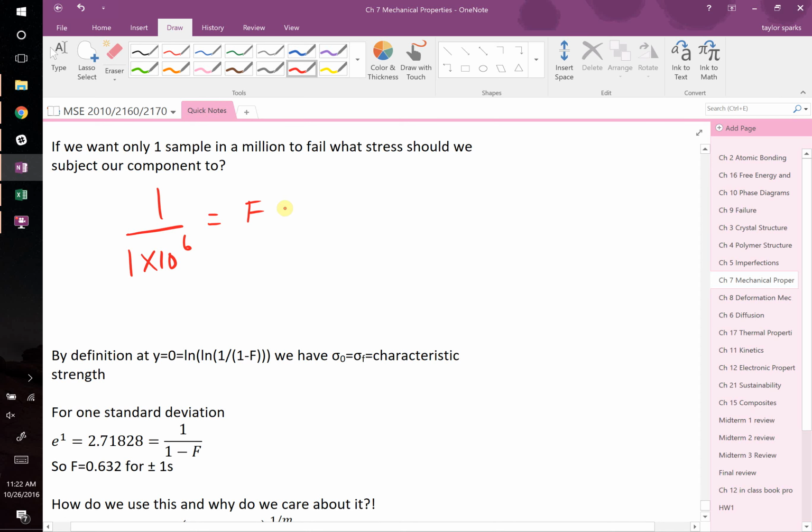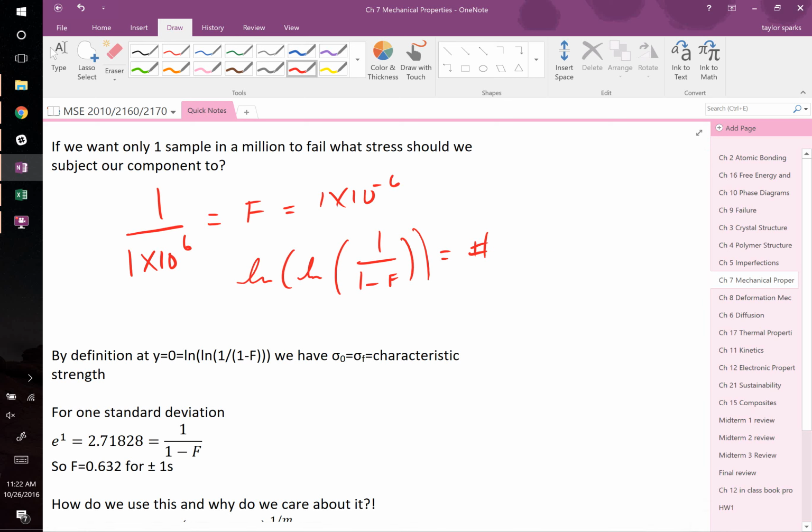And now that you've got f, it's going to be equal to 1 times 10 to the negative 6th, right? Then we can plug that into natural log of 1 over 1 minus f, and we can get a value, right? It's going to equal a number. Let's calculate it really quick and see what that value is. So natural log of 1 divided by the quantity of 1 minus 1e to the negative 6. Make sure I've got all the parentheses. I get that equals negative 13.8155. So that will be our y-axis, right?